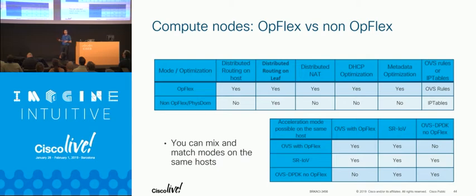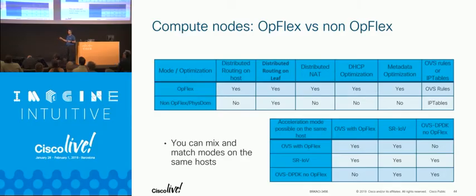What you lose and what you gain if you have OpFlex or if you don't have OpFlex. If you have OpFlex, you have things like distributed routing on the host. If you don't have OpFlex, the distributed routing will be done at the leaf, right? So to be routed, a virtual machine needs to get to the directly connected leaf. So that's obviously better enforcement from an OpFlex perspective.